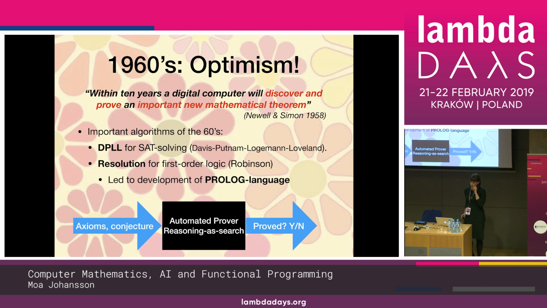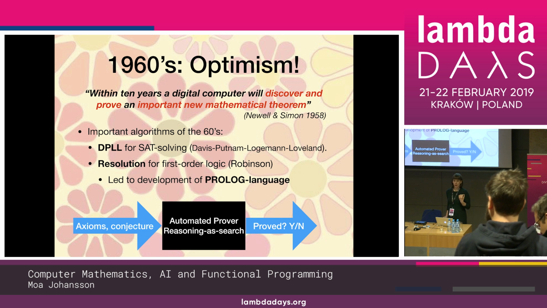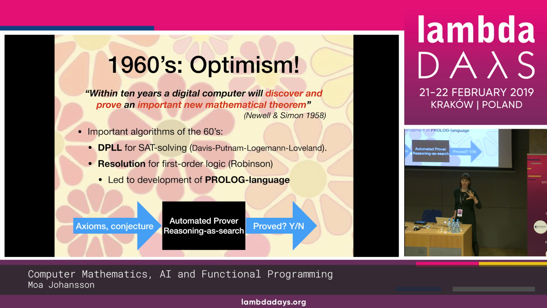However, in the 1960s, there's a couple of very important algorithms that are invented, which are very important for the field of automated theorem proving. And that's the DPLL algorithm for solving programs in Boolean logic, in propositional logic. So that's when the types of your variables are Booleans, so you can basically reason about things that are true or false.